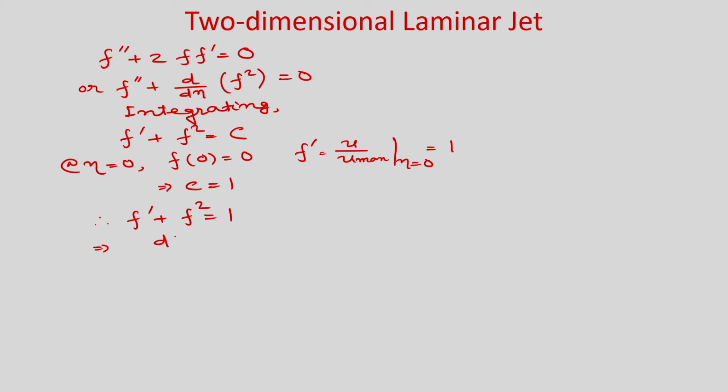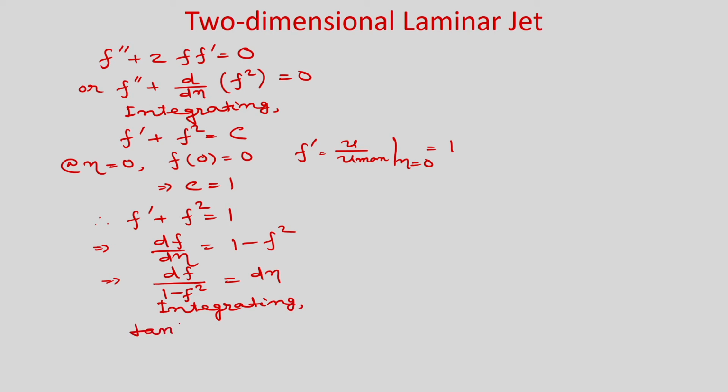We can write this as df by d eta. So df by d eta is equal to 1 minus f square. So we can write df divided by 1 minus f square is equal to d eta. Integrating, we will get tanh inverse f is equal to eta. So that means f will become tanh eta.